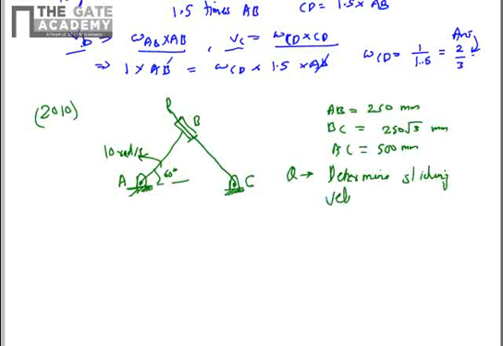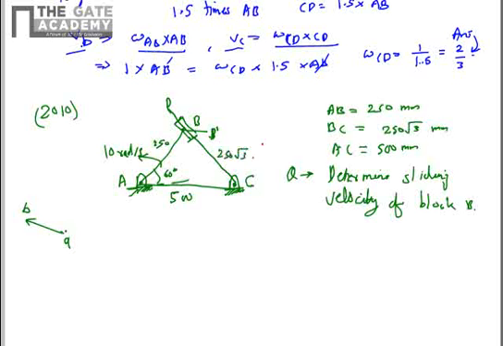the sliding velocity of block B, the sliding block. Now, if you recall our construction for a sliding block on a link, we need to know all the angles. In the present problem, the lengths are given such that you can get the geometry very easily. So this is 60 degrees. The length AB is 250, AC is 500, and BC is 250 square root of 3.